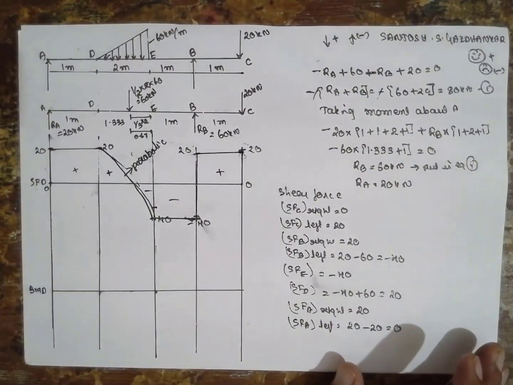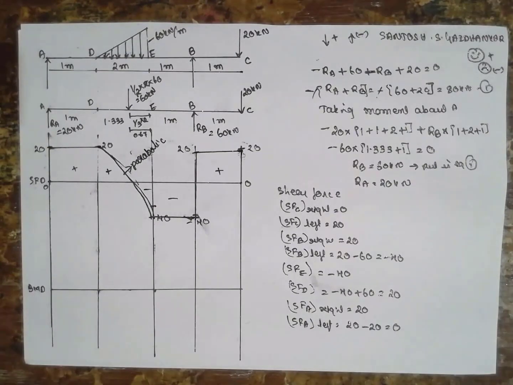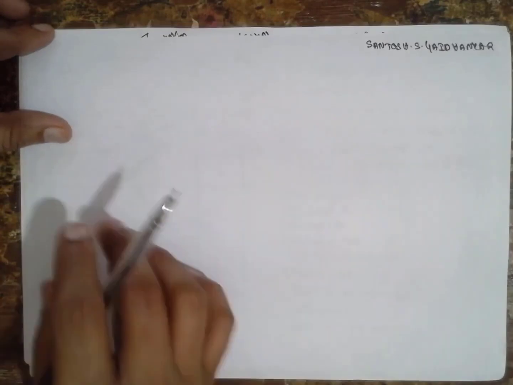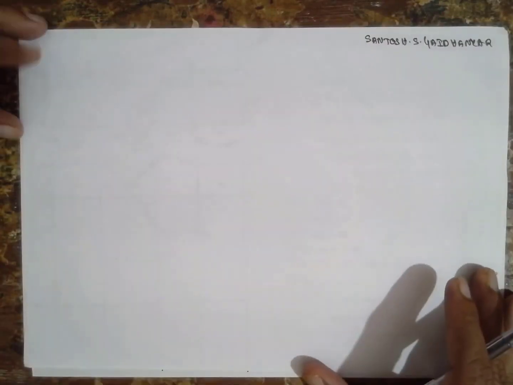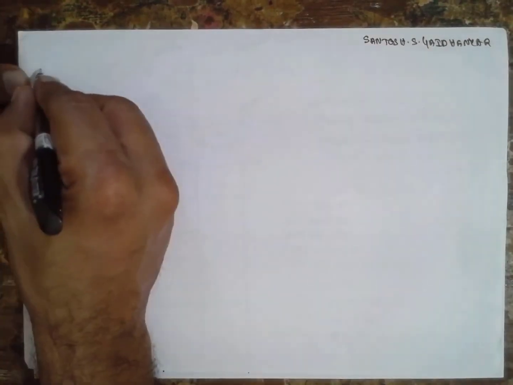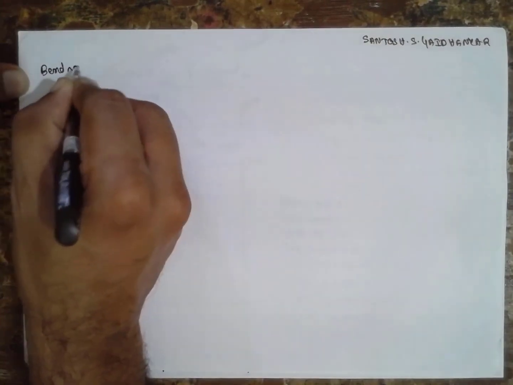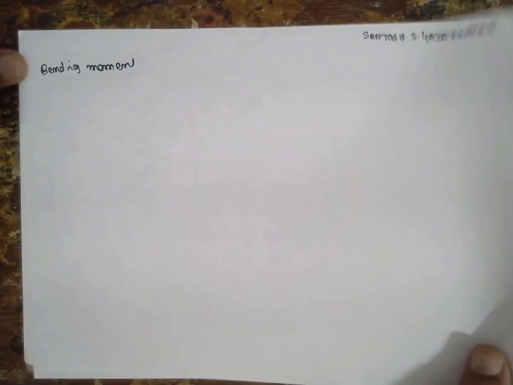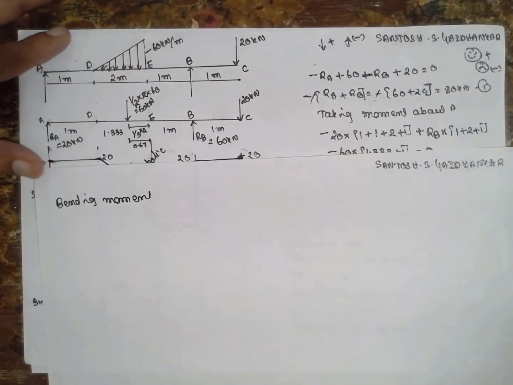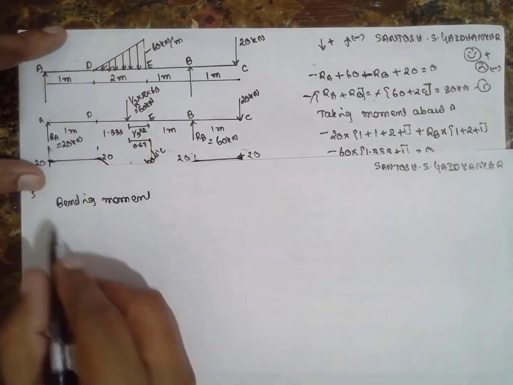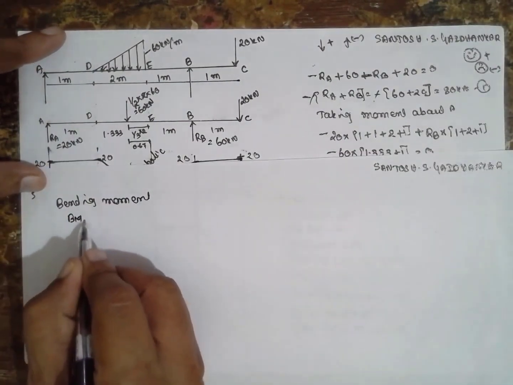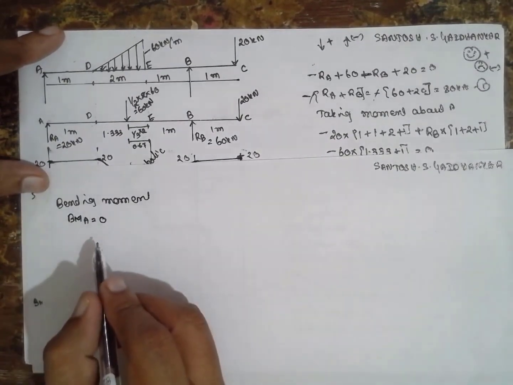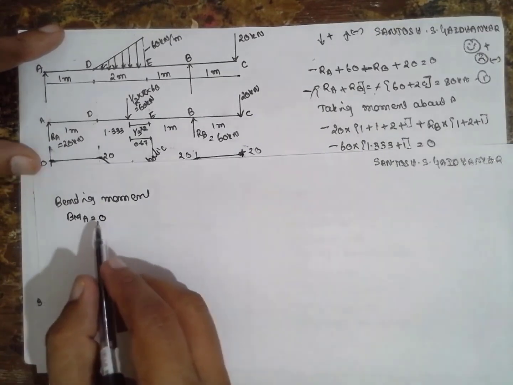Now we are going for the bending moment diagram. I will draw the bending moment now here. Bending moment at A, sorry, BM at A. If you calculate, it will be 0.